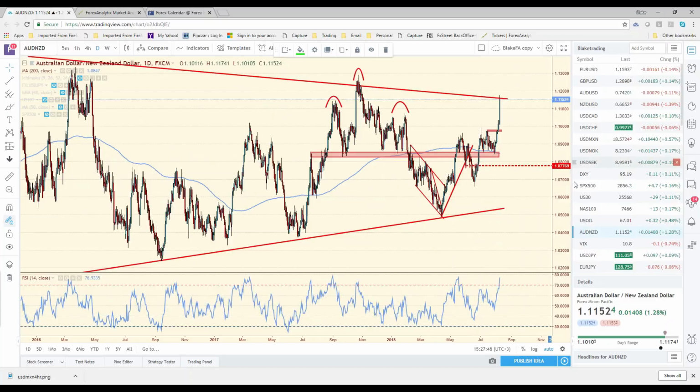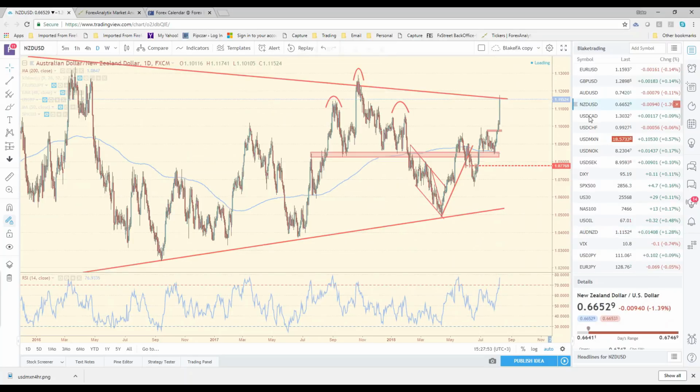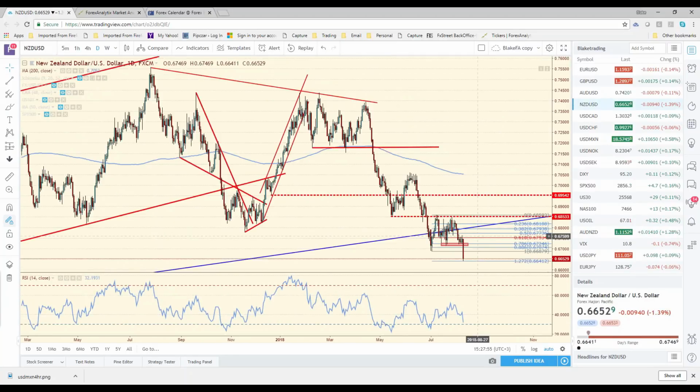I had somebody ask me yesterday, should I buy the Kiwi? And I'm like, no, not unless it is broad-based US dollar weakness and you see the euro rallying, the pound rallying, the dollar yen rolling over. Those are the types of things that would provoke me to actually consider buying the Kiwi for a bounce.